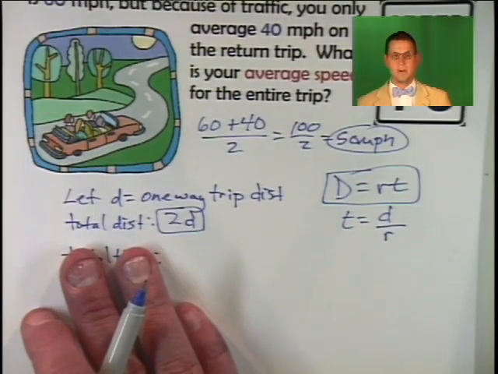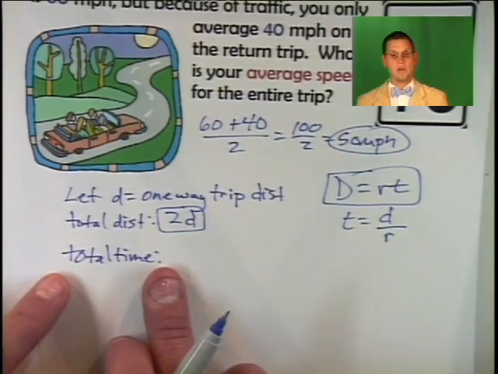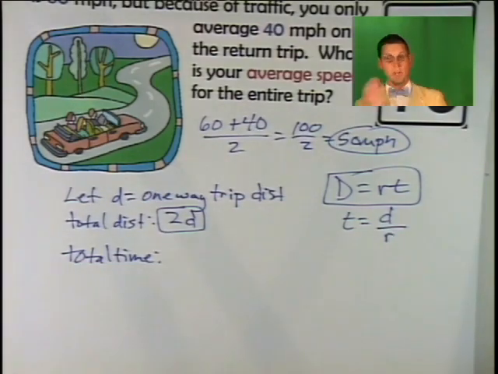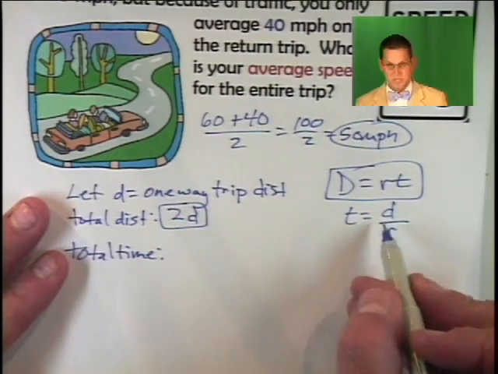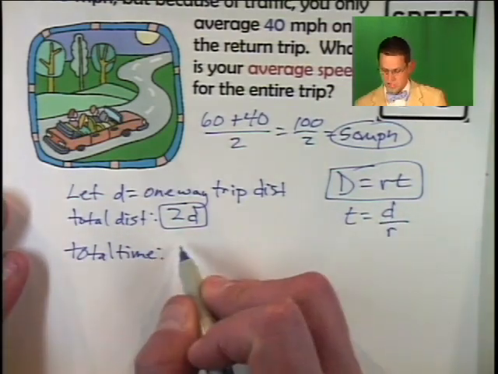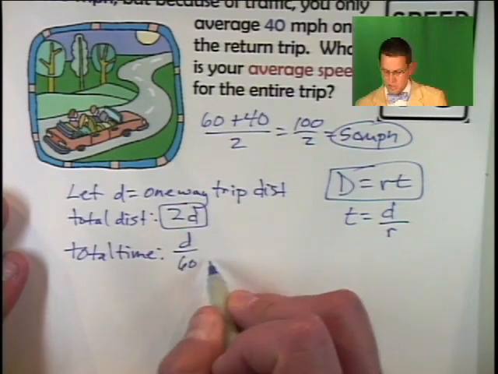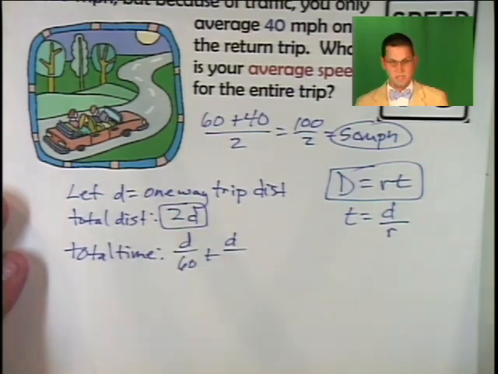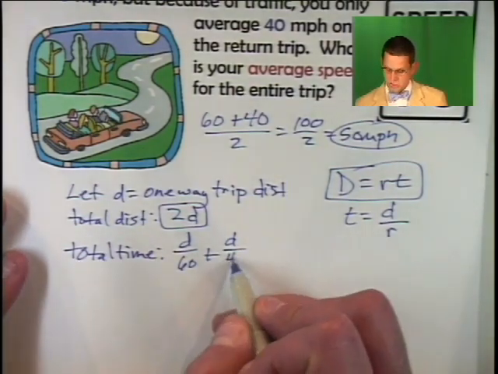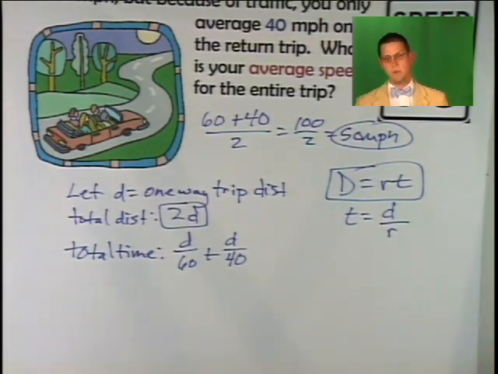Now if t is distance divided by rate, I need to figure out what my total time was. My total time was a combination of the time spent going to San Antonio and the time spent coming back. So it's d divided by r. The distance is the same both ways, but on the way over, my r was 60, plus coming back, my distance was the same, but my rate was, on average, only 40. So there's the total time.